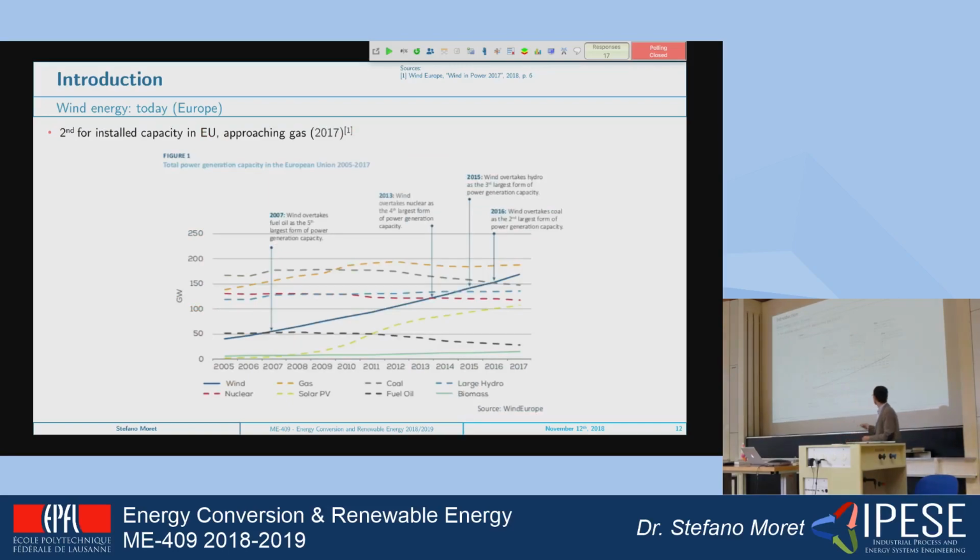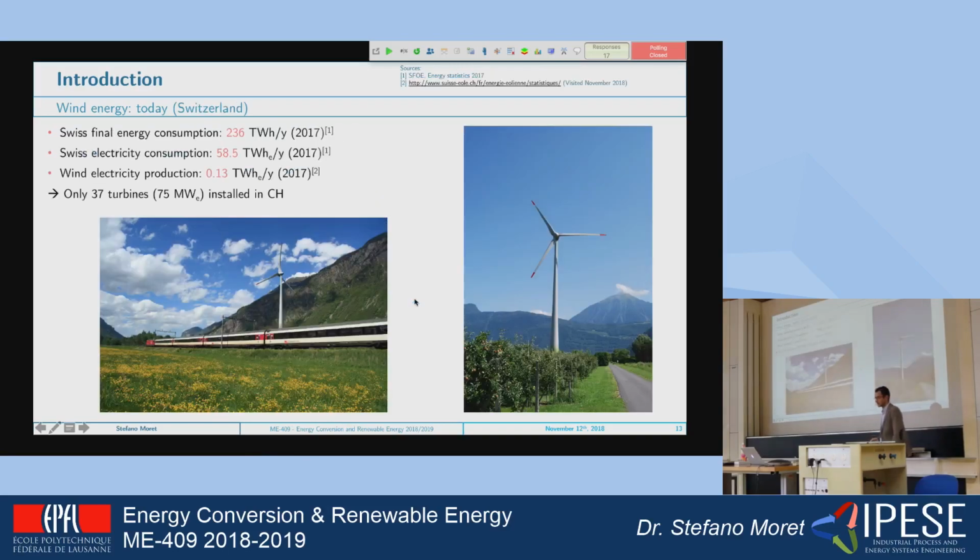So this is the capacity of wind compared to the growth of the other renewable sources. You see that wind is basically now the second power generation resource after natural gas in Europe. And compared to the other sources, it has a quite impressive growth.